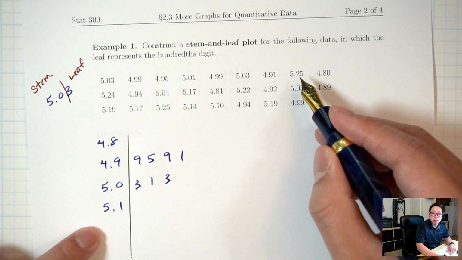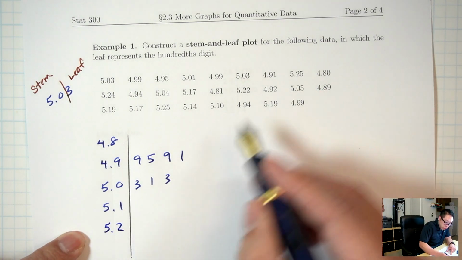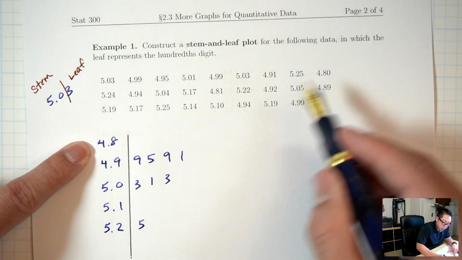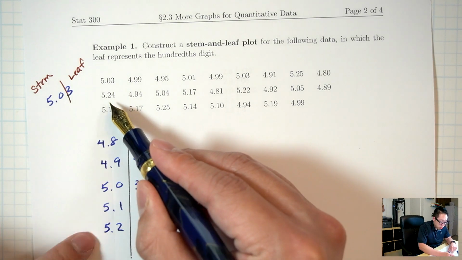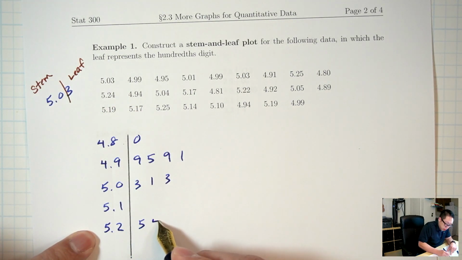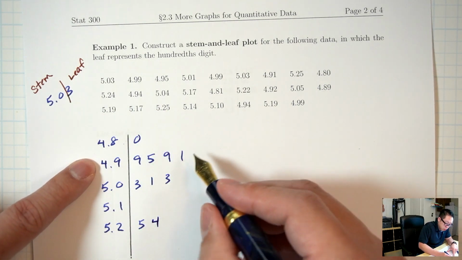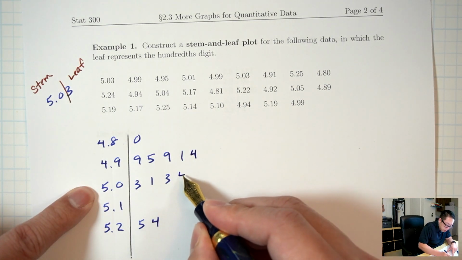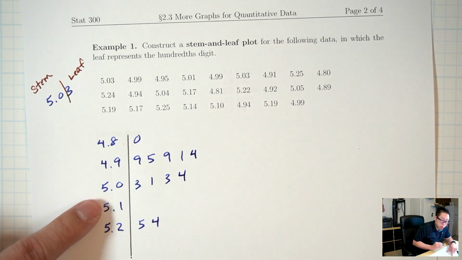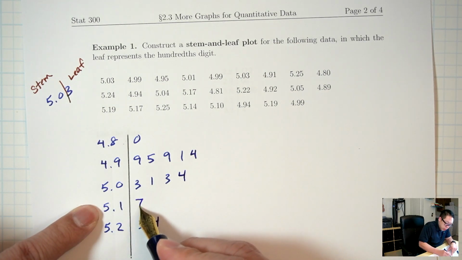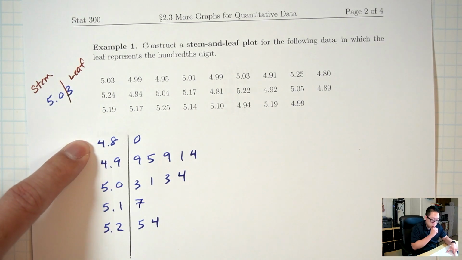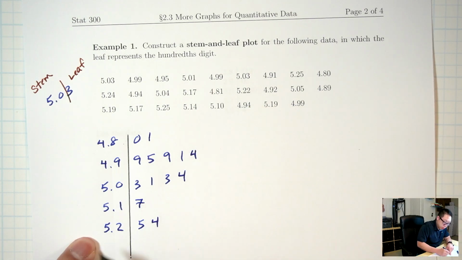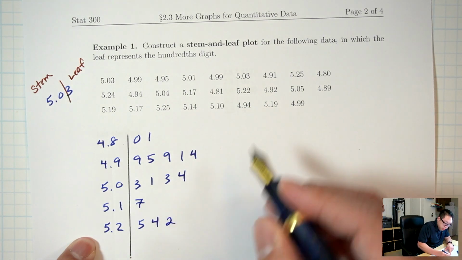5.25, so I missed the 5.2. So 5.2, and we just write down the 5. 4.80, 4.8, and we just write the 0. 5.24 goes with the 5.2, write down the very last digit. 4.94 goes with the 4.9. 5.04, 5.0, write down the very last digit. 5.17 goes with the 5.1. 4.81 goes with the 4.8, last digit is 1. 5.22 goes with the 5.2, and last digit is 2.